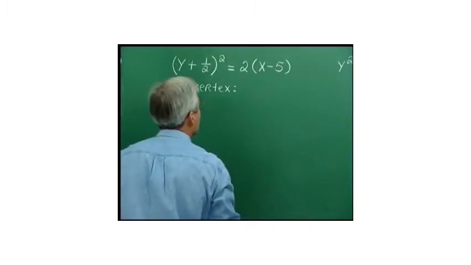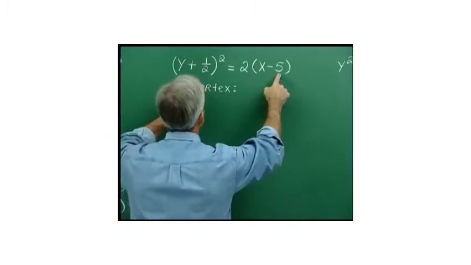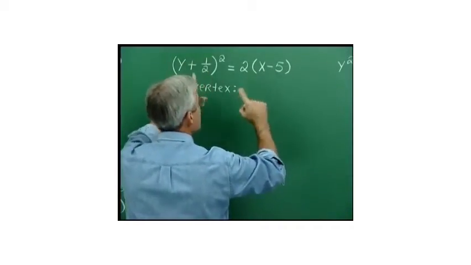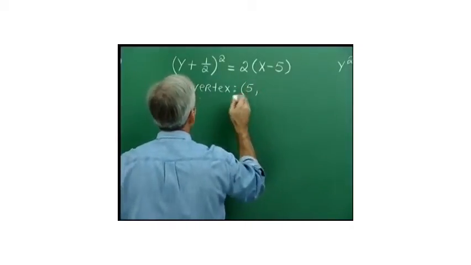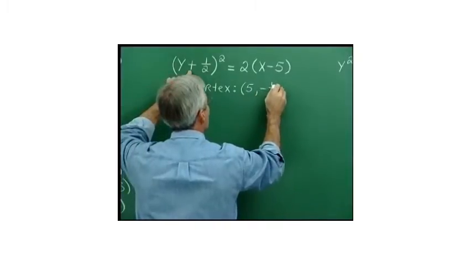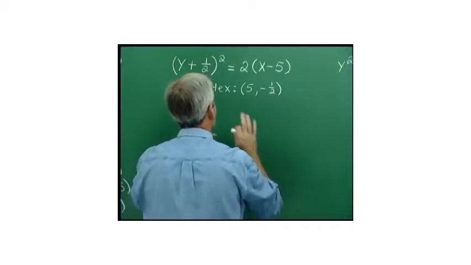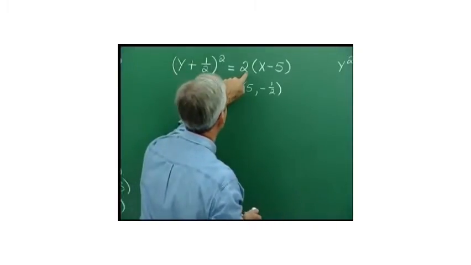I know that the vertex is at (h, k), and h follows the x and k follows the y, and they each follow minus signs. So the vertex is at 5, and we think of this as minus negative 1/2, so negative 1/2 for the k value. All right, I know that much. But wait a second, I need the p value. Oh, it's found right in here.